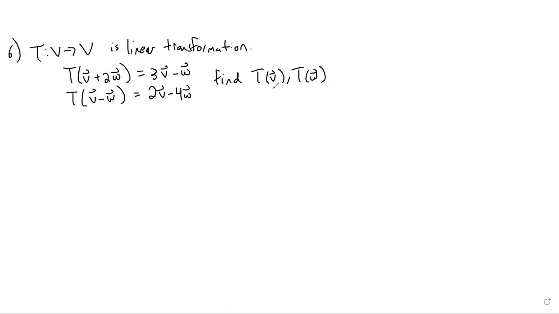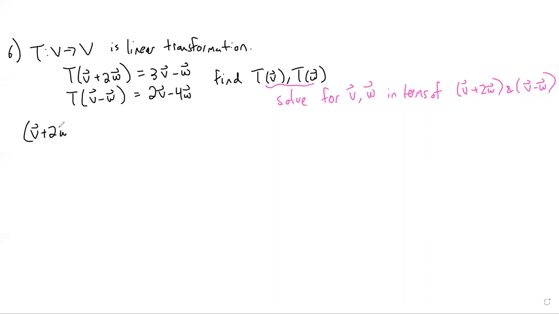So to find T of V and T of W, what this basically means is solve for V and W in terms of the expressions that we know about. So V plus 2W and V minus W. So V, well, I guess if I actually do V plus 2W minus V minus W, then what I'm going to get is actually 3W. So that tells me that W is a third of V plus 2W minus a third of V minus W.